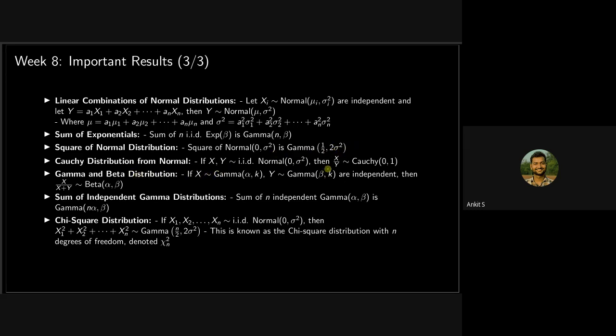Cauchy distribution is simply one normal divided by another normal. Gamma and beta are also related in some way. Then the sum of n independent gammas is gamma of n alpha times beta. So I have just listed these. I just want you to know that there are relationships between all of these continuous distributions that we saw before, and you can have a look at them and try to get an idea about at least a few of them, so that it can be handy in solving problems. It will come very handy.